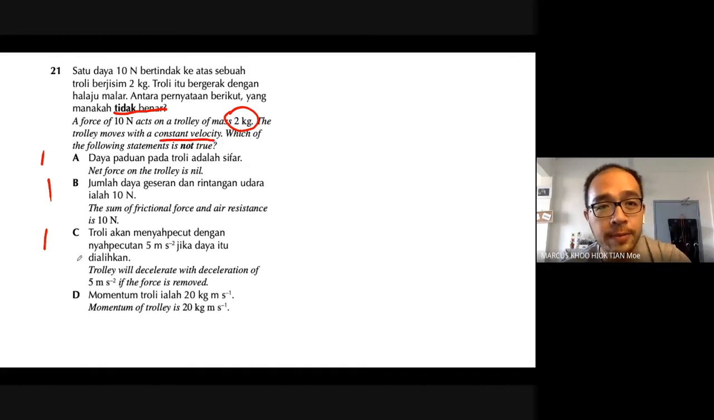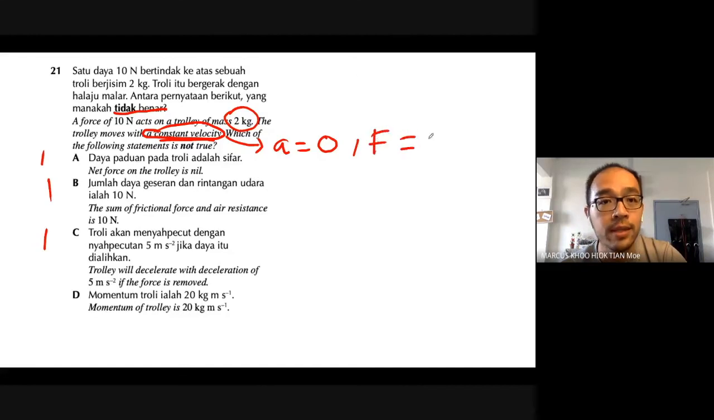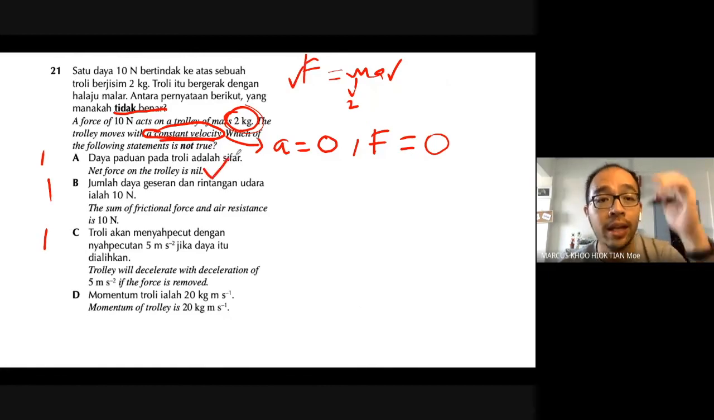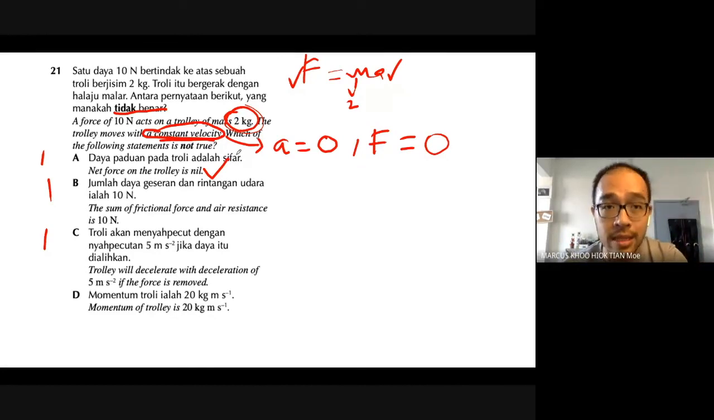Okay, let's take a look at this. I think the key word to this is the word constant velocity. That's a very important thing, and I established that much earlier. I said if something is moving with constant velocity, this means that the acceleration is 0. If the acceleration is 0, the force also must be 0, because F equals ma. No matter what, mass is 2 kg, but if the acceleration is 0, because of the constant velocity, the F also must be equal to 0. So actually, A is correct. The net force on the trolley is nil, it's 0. But A is not the answer because the question says which of the following statements is not true. A is true.